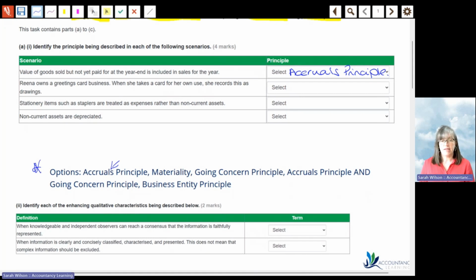The second one then is Rena owns a greetings cards business. When she takes a card for her own use, she records this as drawings. So remember, when we're talking about business and we're talking about owners, when they are separate and therefore all the transactions are included as drawings, so whenever they take something out of the business, it's included as drawings, that means we're keeping their personal and their business separate. So that means we're going to be talking about the business entity.